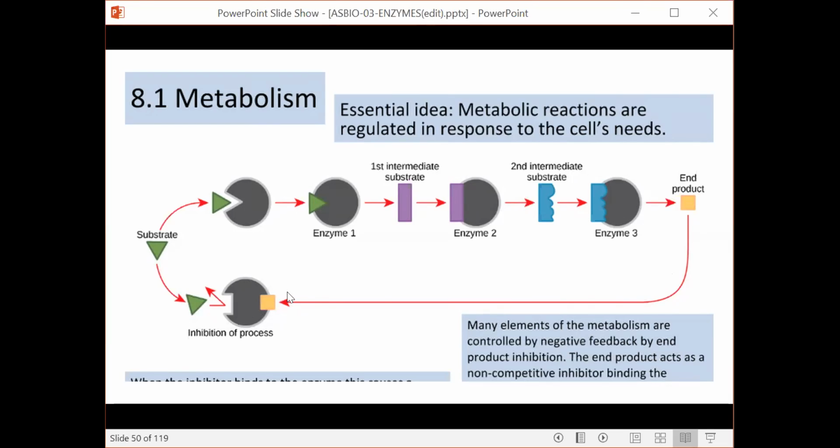When the level of this product, the square product, is down, there won't be anything to bind. So then the green substrate will be able to bind to the first enzyme. And as soon as the end product is formed again, more in concentration, it will bind to the first enzyme and again stop the process. So it's like a give and take going up and down, and balance is maintained.